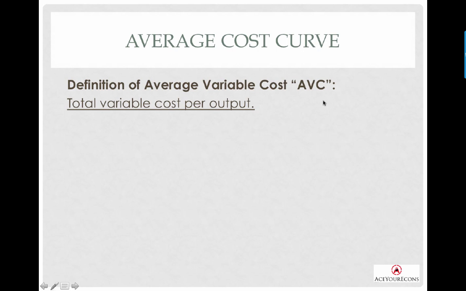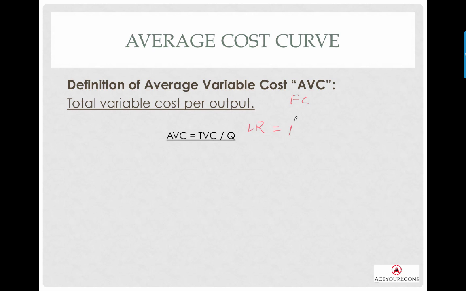Okay, now I want you to put a star here. Your average variable cost, or sometimes we may call it average cost in the long run. This diagram is the most important diagram. It simply tells you that it is your total variable cost over quantity. And remember, in the long run, there is no fixed cost. All your costs are total variable costs.